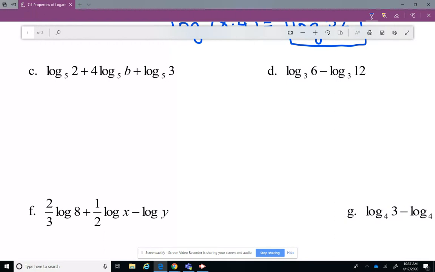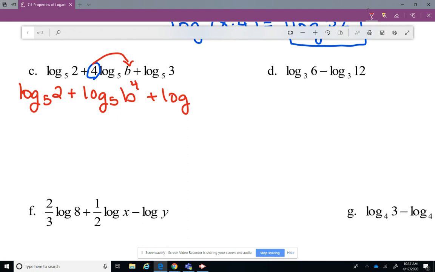So the first thing I do is I look in front. There's nothing there. There's nothing there. Oh, there's something there. I've got to change that coefficient and put it as a power. All right, so we're going to do log base 5 of 2 plus log base 5 of b to the 4th plus log base 5 of 3. So now I've taken the coefficient and I've put it as an exponent or a power.